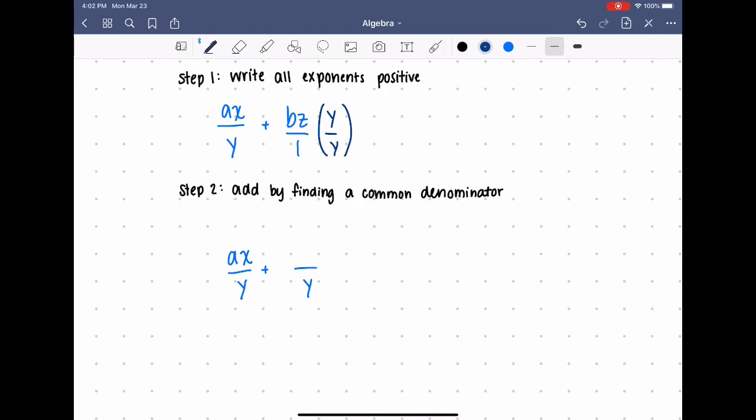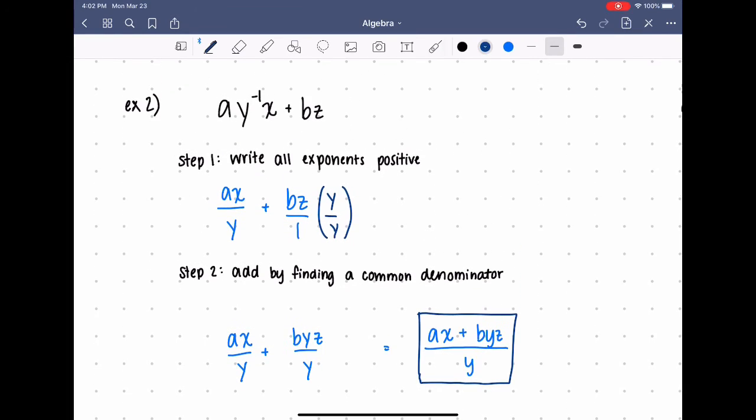Because remember, y over y is just 1. Anything times 1 is itself, so I can multiply by that. So it'll be byz if I put it in alphabetical order. And now we can actually add it all up because we have a common denominator. Let's add those numerators. That's ax plus byz. And we can't change anything there because there are no variables that are the same. And we can make that all over y. And that would be my final answer.